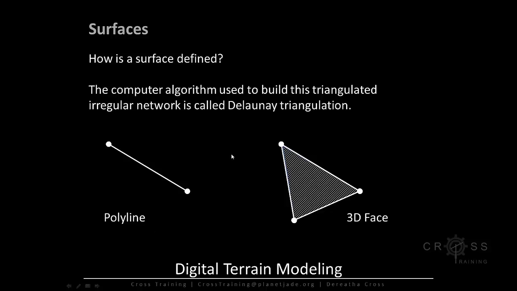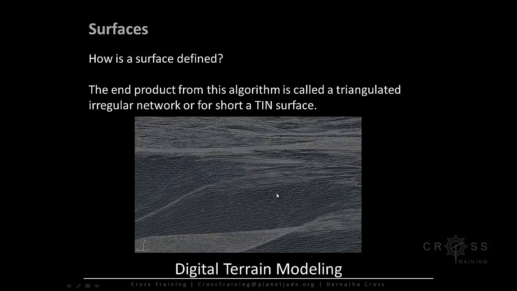The computer algorithm used to build this triangulated irregular network of these 3D faces is called Delaunay triangulation. The end product from this algorithm is called a triangulated irregular network, or for short, a TIN surface. So this is an example of many little triangles that is used to form a surface.